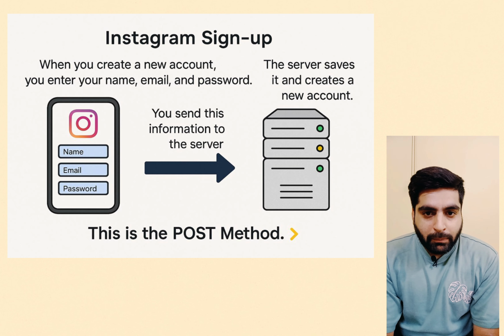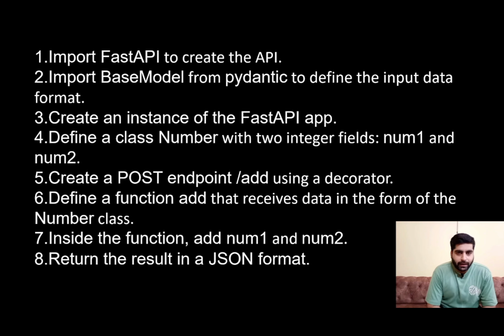Now we will be implementing the post method using Fast API. So let's understand the Fast API implementation using the post method. I have listed all the steps that are required to implement Fast API for the post method. The first step is to import Fast API to create the API.